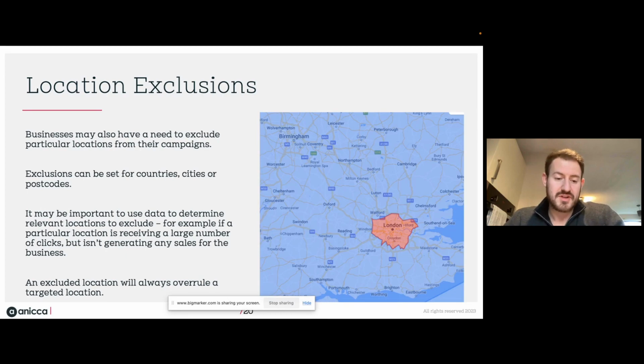As soon as you exclude any given location from your campaign, irrespective of whether you maintain the fact that you are targeting the whole of the UK with that campaign, that exclusion will overrule the targeted location. So you can still maintain your UK-wide targeting, and excluding London would then exclude London. It does overrule that UK-wide targeting.